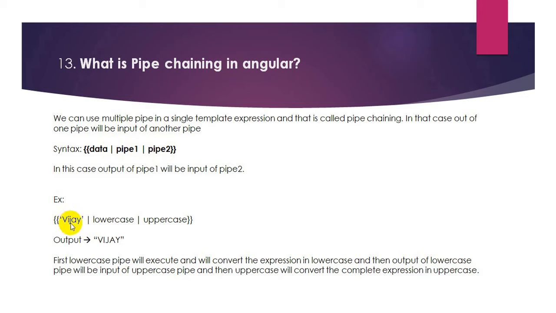For example, I have this data and I'm using pipe chaining here with two pipes. The first one is lowercase, the second one is uppercase. How will Angular execute this template expression? First of all, Angular will execute the lowercase pipe. At that time, this Vijay will be transformed into lowercase, and the output of the lowercase will be the input of the uppercase pipe, and uppercase will convert it into uppercase. So if you are using multiple pipes in a single expression, then it's pipe chaining.